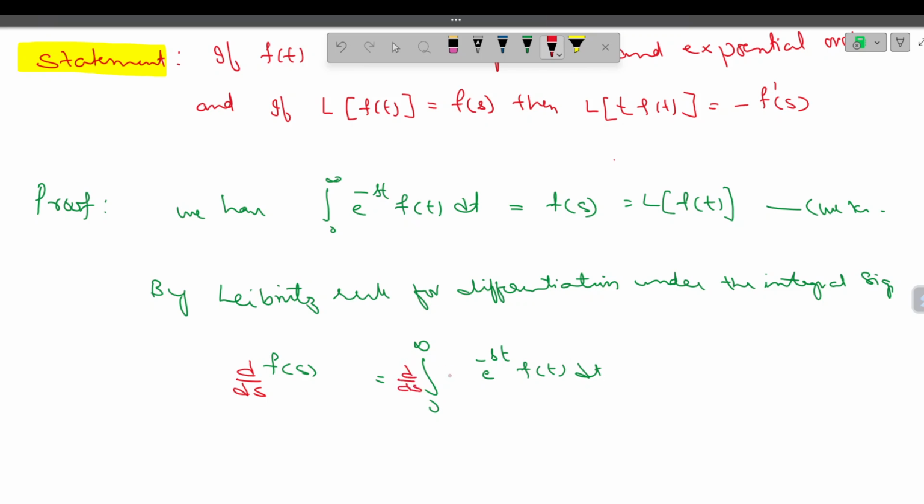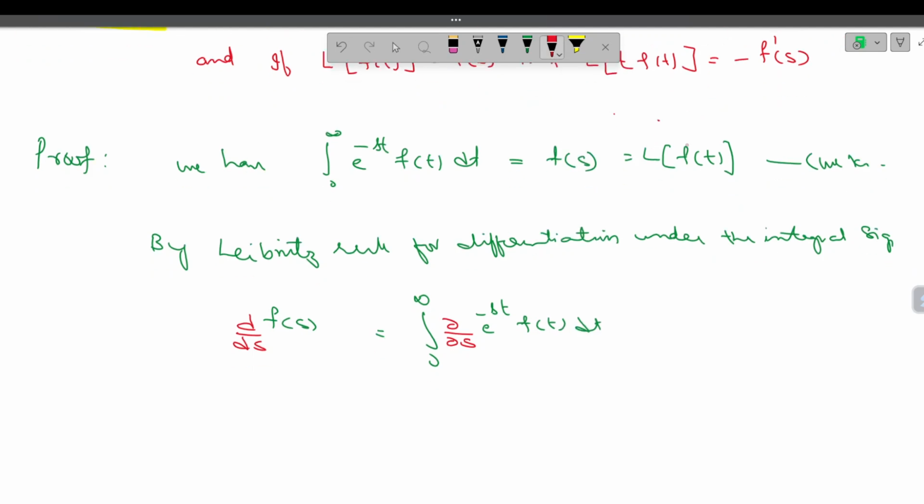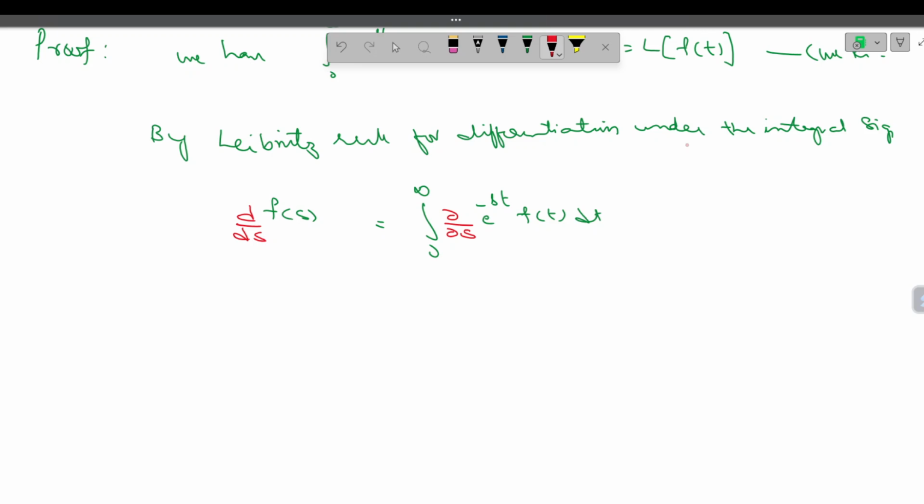If you take this d by ds inside, it will become partial derivative, dou by dou s. So we are writing F dash of s equal to the integral from 0 to infinity. Differentiating partially with respect to s, it will be minus t e to the power of minus st f of t dt.